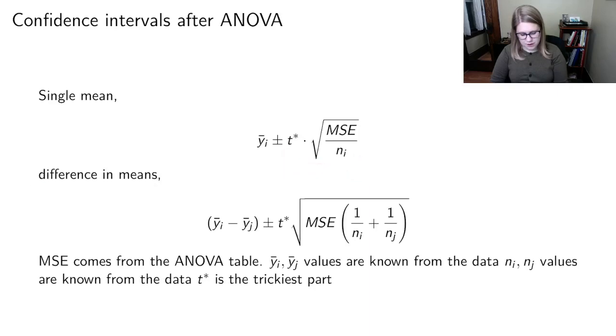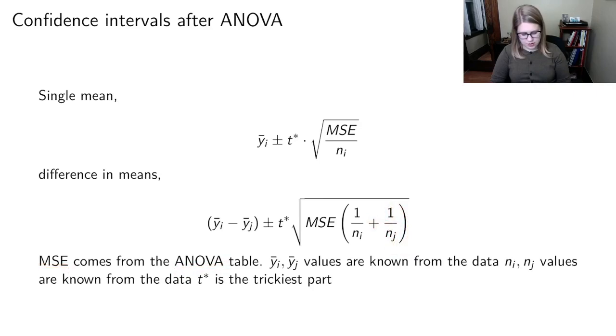And the margin of error is something that depends on the distribution and the alpha level, so maybe a t-star value times the standard error. In this case, the standard error is going to be the square root of the mean squared error over n sub i, the size of that group. Or if it's a difference in means, the square root of the mean squared error times 1 over the sample size for the first group plus 1 over the sample size for the second group. And that MSE is going to come from the ANOVA table.